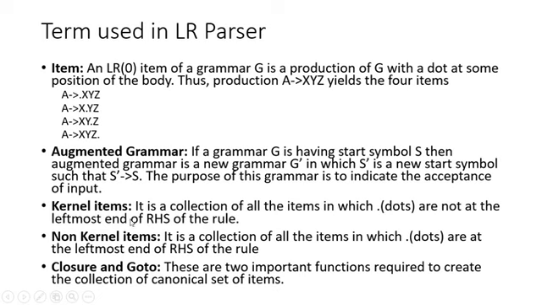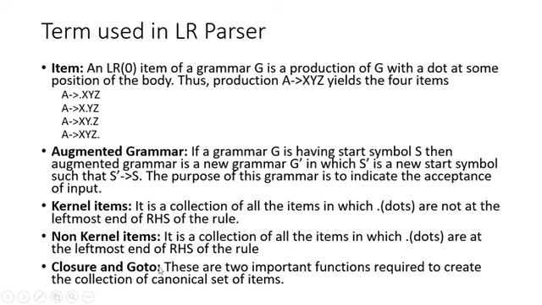Now kernel items are a collection of all items in which the dot is not at the leftmost end. So the items where the dot is not at the leftmost end are called kernel items. So in this case, these are the kernel items. And non-kernel items are a collection of all items in which the dot is at the leftmost end of the right hand side of the rule. We'll understand this in a while.